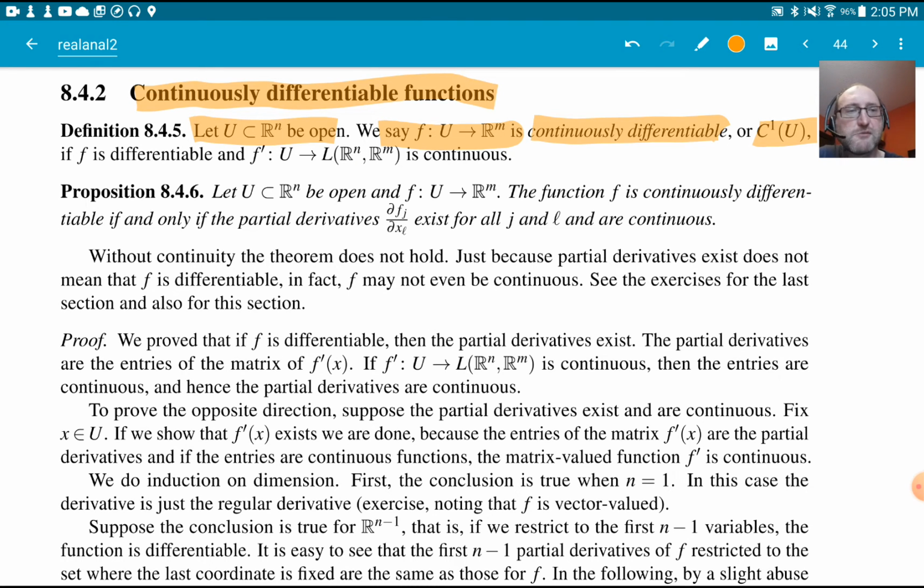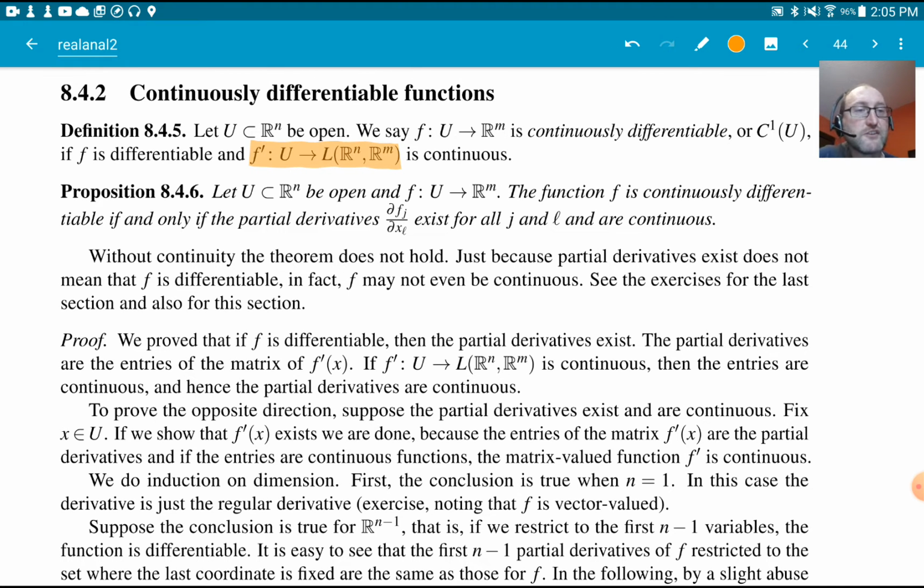So it's differentiable, meaning differentiable at every point. So at every point, there is a linear operator that best approximates the function. And so I have a function. The f prime is really a function from U onto the set of linear operators, right? And we're asking for this function f prime to be continuous, right? So how this operator moves is continuous.